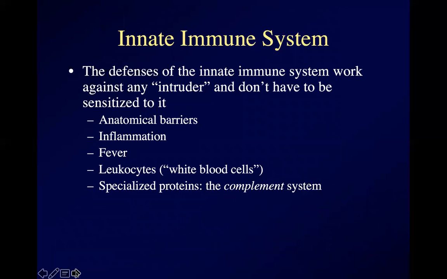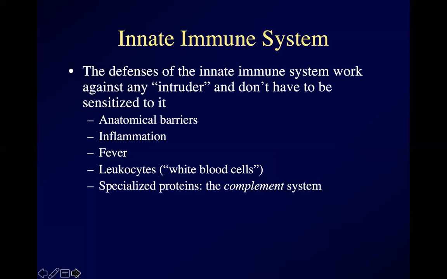So, if we consider the immune system as everything that fights off pathogens, we can divide it into a couple of components. And one of these is the innate immune system. If you imagine the immune system as being like an army, defending against invaders, the innate immune system would be the barbed wire and the tank traps and the ditches and the minefields, because those work against any intruder. Those work against anything that comes into the body, and they don't have to be sensitized to it.